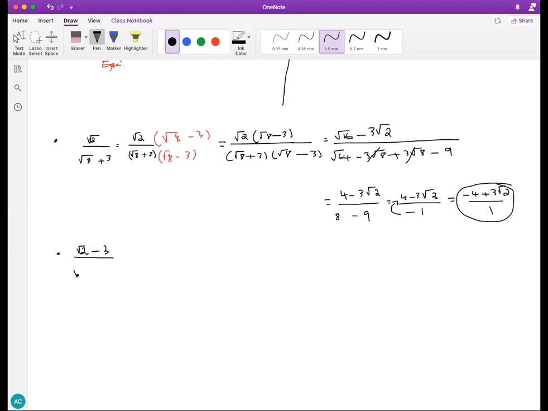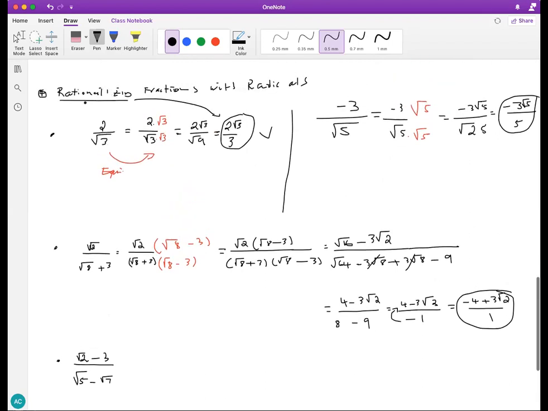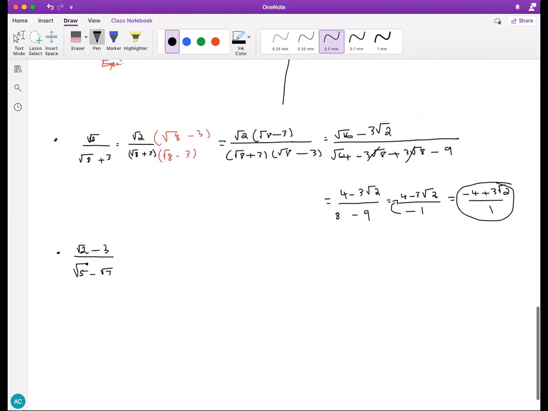Let's make it a little more complex. So let's say radical 5 minus radical 2, or maybe just randomly put 7 here. So that's a fraction again. We want to rationalize it. That means we want to get rid of these 2 radicals in the denominator. Not this one, but these 2, we don't want them here.